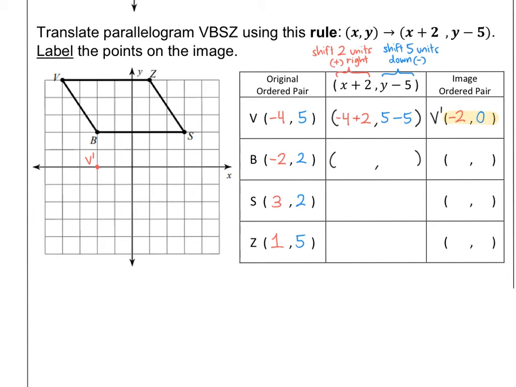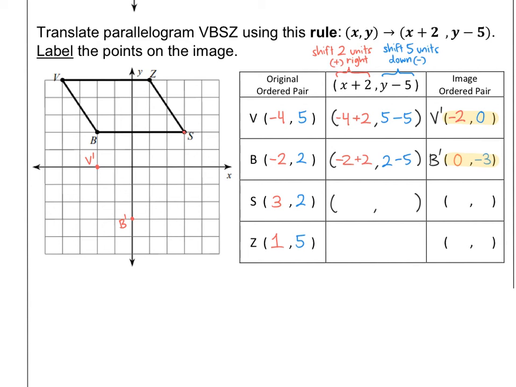The original point B was at -2, 2, and according to the rule, we need to move it 2 units to the right, which means we add 2 to the x-coordinate to make a new x-coordinate for B prime of 0. The second part of the translation rule says we need to move point B 5 units down, so 2 minus 5 is going to give us a new y-coordinate of -3. So the new coordinates of B prime will be 0, -3.